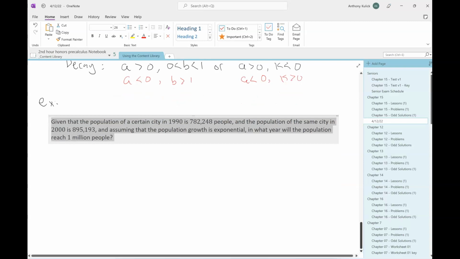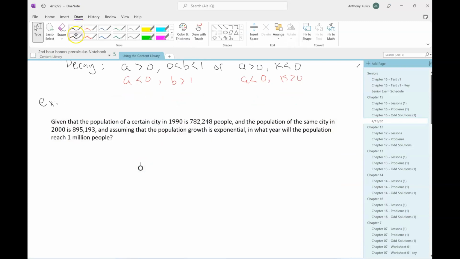All right. So, given that a certain city has a population in 1990 of 782,248 people, and the population of the same city in 2000 is 895,193 people, and assuming the population growth is exponential, in what year will the population reach 1 million people? All right.